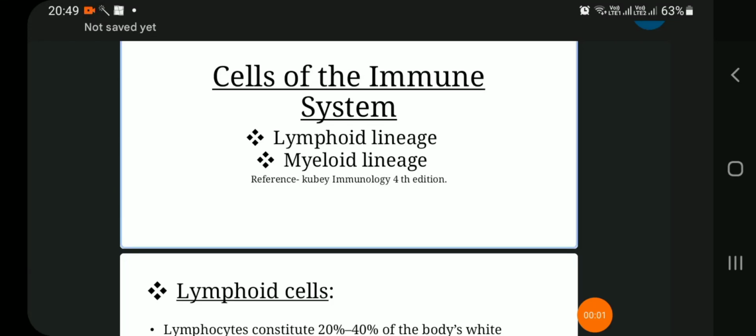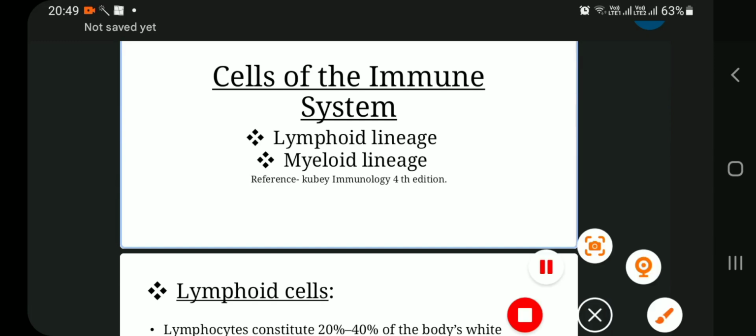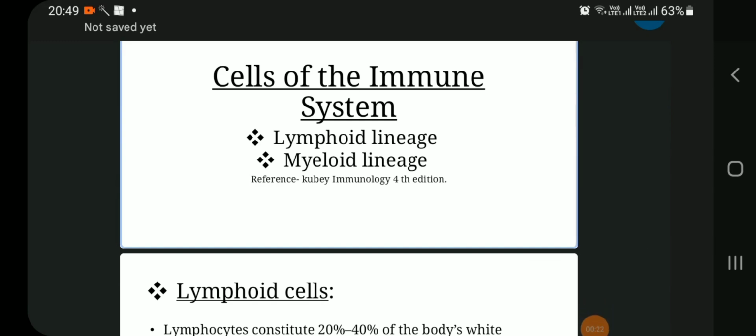Today's topic is the cells of the immune system. Under the cells of the immune system, there are two types of lineages, that is lymphoid lineage and myeloid lineage. These lymphoid lineage and myeloid lineage cells arise from a single cell called hematopoietic stem cell. Hematopoietic stem cell is one kind of stem cell.